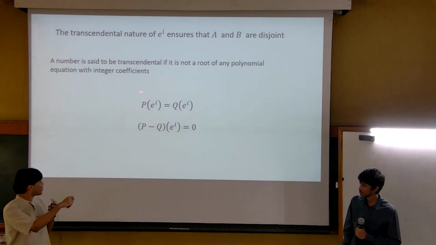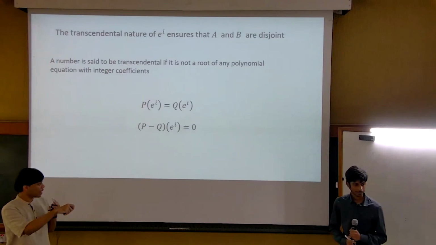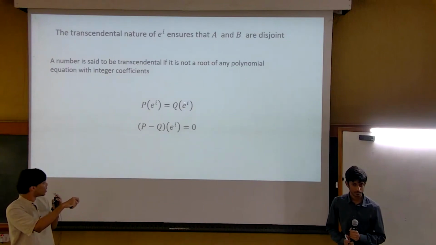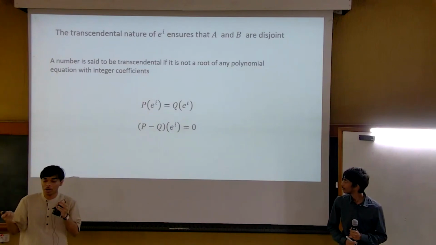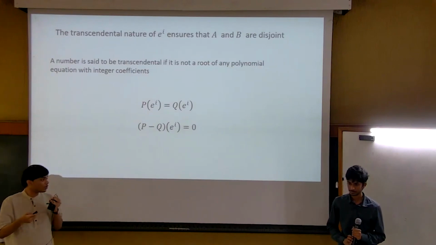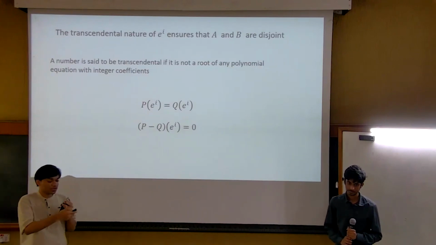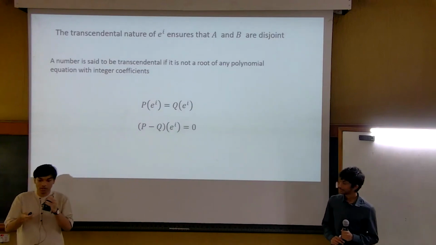Suppose some element of A equals some element of B, and these are all polynomials with non-negative integer coefficients. Then e to the i is the root of the polynomial P minus Q, and this contradicts the transcendental nature of e to the i. Hence, A and B are disjoint sets.